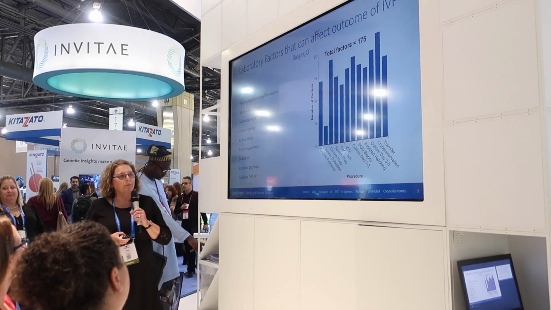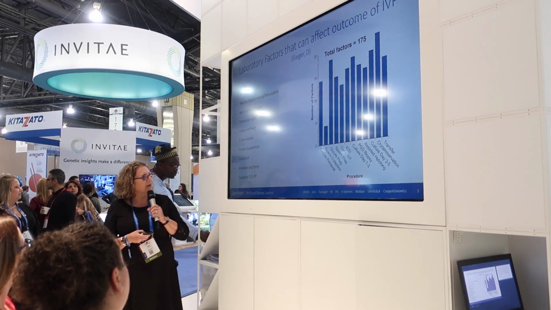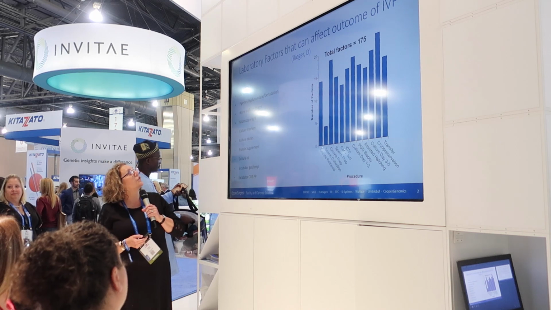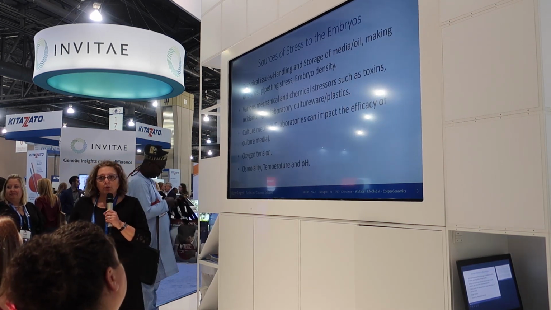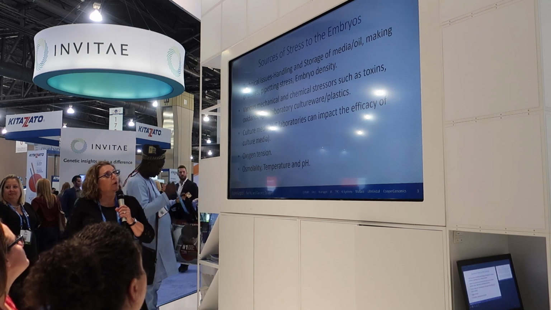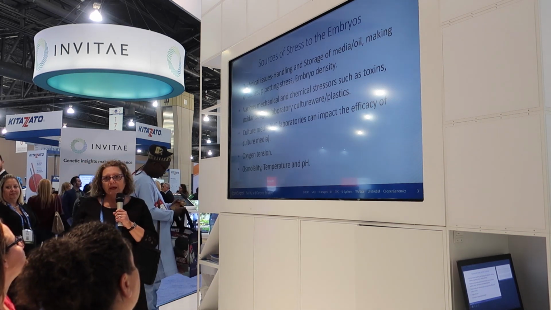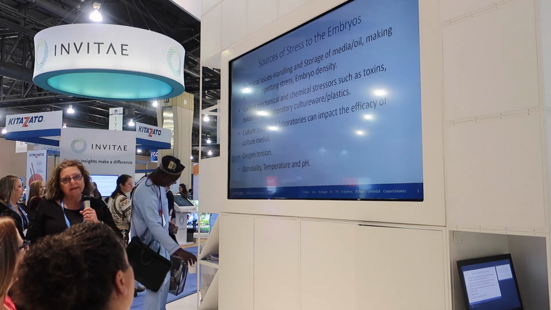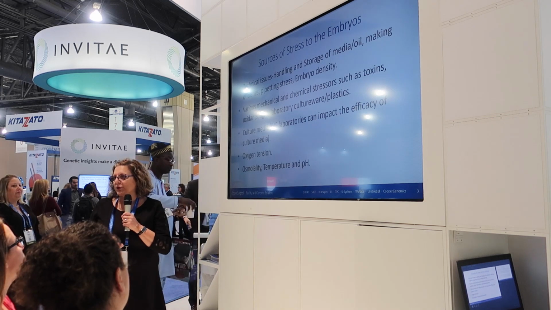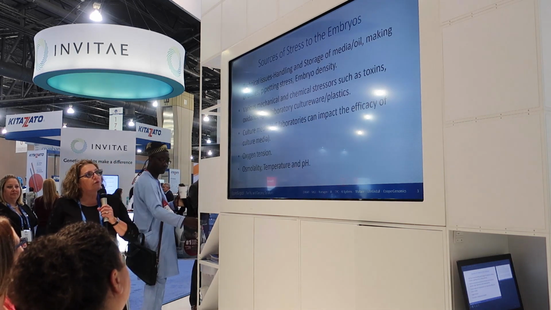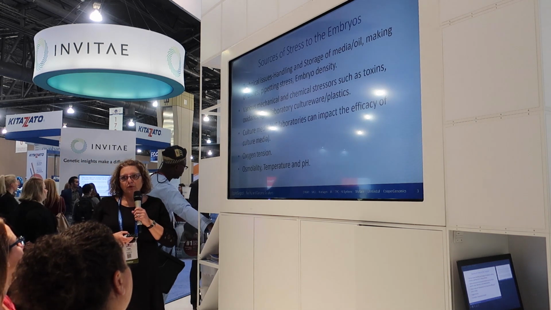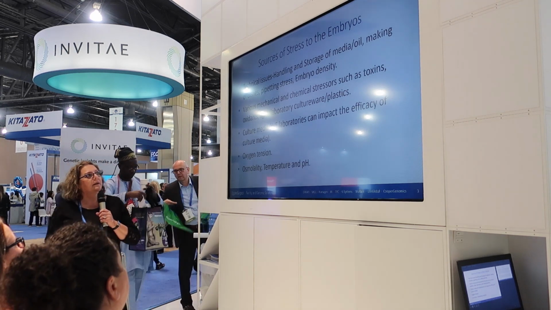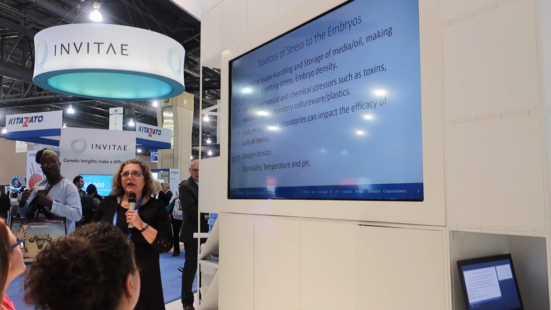But within this talk, what we're really interested in is the incubator gas, temperature, and the CO2, because that is really the idea of the talk today. So what are some of the sources of stress to the embryo? Well, certainly there are technical issues: the way you handle and store media and oil, the way you make dishes, pipetting, and embryo density. By embryo density I mean how many embryos you have in a drop. Also various mechanical and chemical stressors such as toxins, oxidants, light, and more importantly, culture ware and plastics.